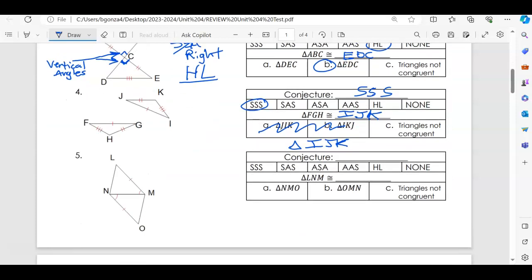All right, and then number five, when they're touching like this, you got to put tick marks. These sides are reflexive, and they're adjacent sides. They're actually sharing the same exact side. Now, if I go along the edge, I can see I have side, angle, side on both triangles. SAS. And let's see, LNM rotated down here is going to be OMN. So again, rotated.